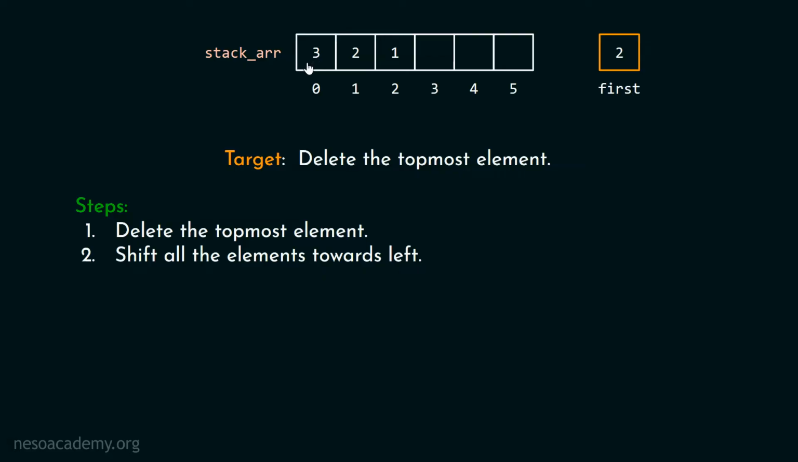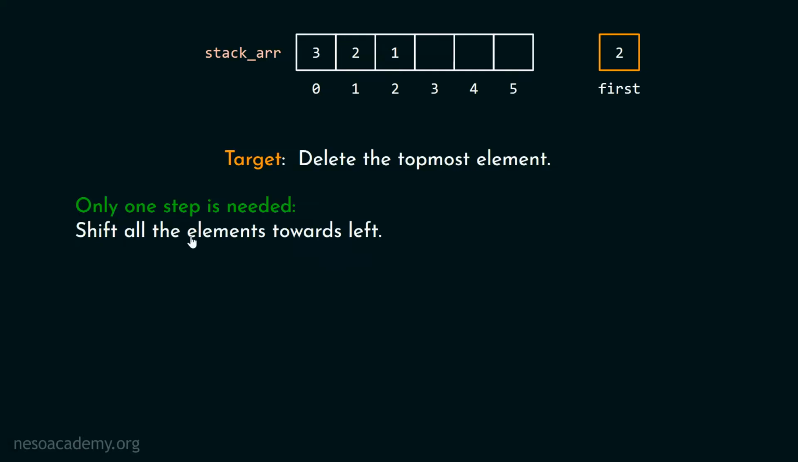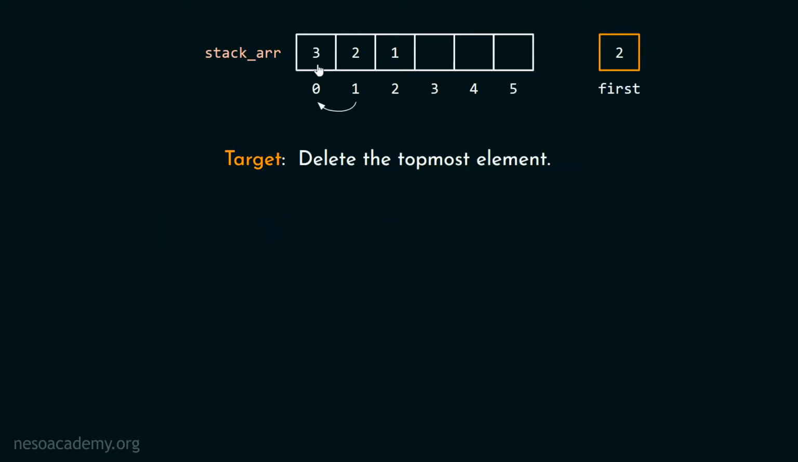We cannot simply delete this element. What we can do instead, we can actually combine these 2 steps into a single step, that is shift all the elements towards left. We just have to do this thing. We know that eventually this value will get replaced by 2. Therefore, there is no need to actually delete this element specifically. We just have to shift all the elements towards left. This is the only step needed, right? So first we will shift this element towards left. So this will get replaced by 2. And after this, we will shift this element towards left. So this will get replaced by 1.